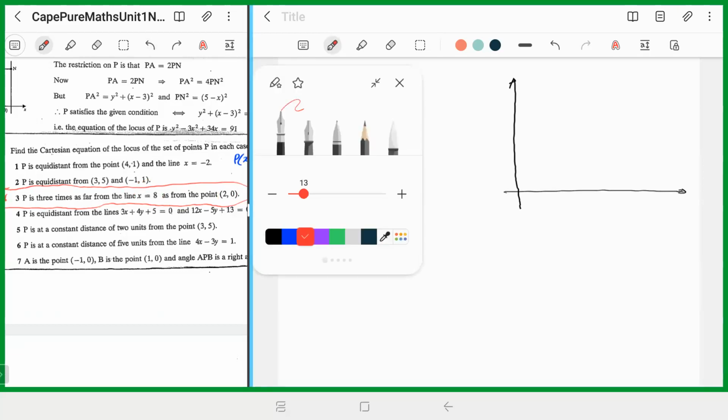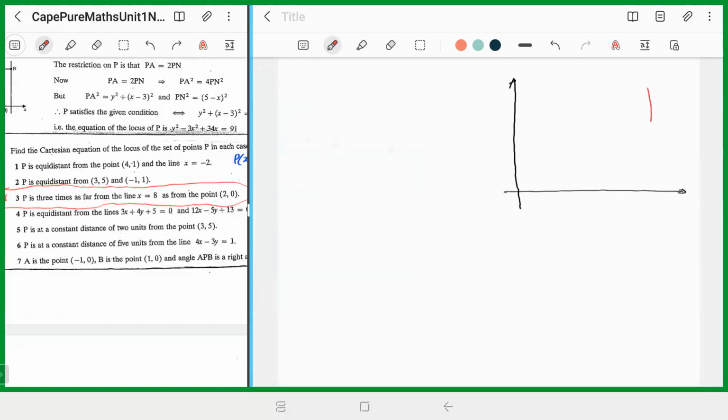Let's put it down in red over here. So then x equals 8. I'm also going to put on the point 2, 0 down here. So this is point 2, 0. I'm going to call it A. 2, 0.